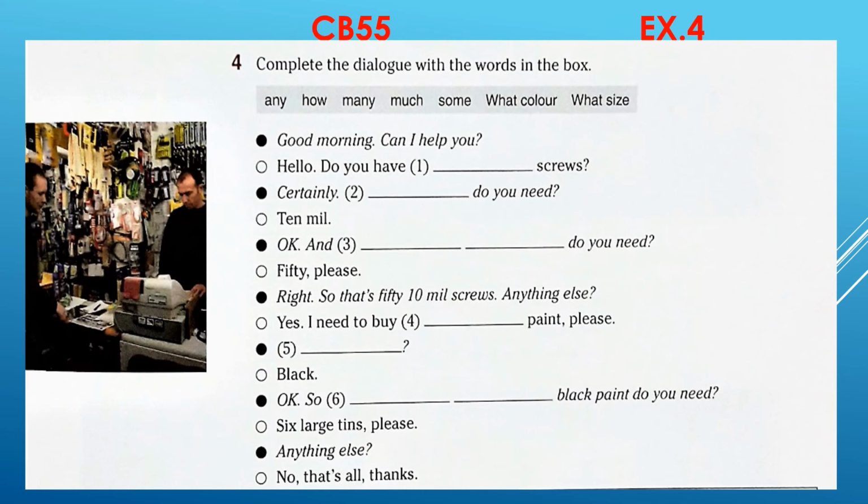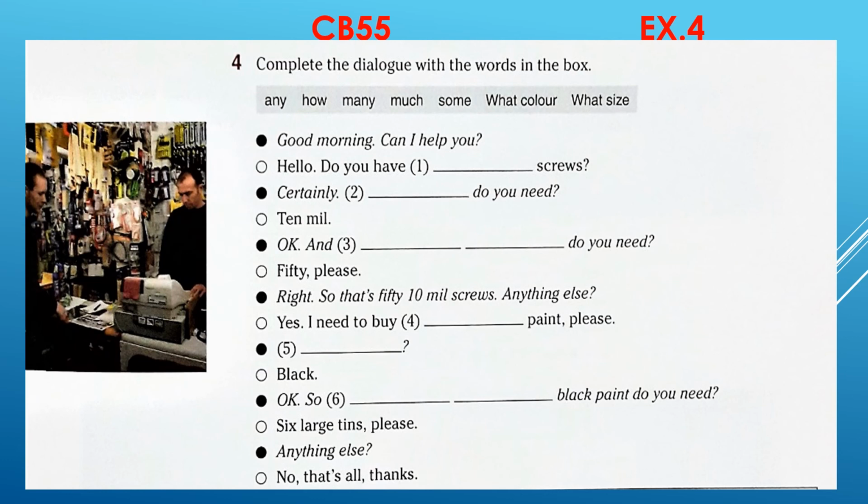Okay, now we will do exercise 4, page 55. Complete the dialogue with the words in the box. The words in the box are any, how, many, much, some, what color, and what size. Most of the words are related to countable and uncountable nouns plus 2 question words. I'll give you 1 minute. Pause the video, please, and read the dialogue. Then we will try to check the answers together. Okay, welcome back. Let's check the answers together.